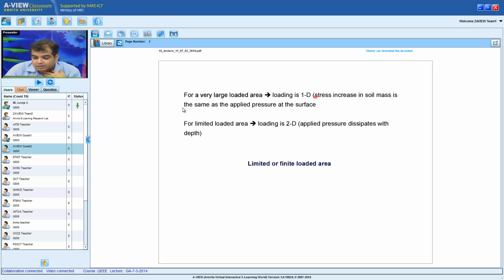This is called one-dimensional loading. So there is no increase in stress with depth. The stress remains the same.